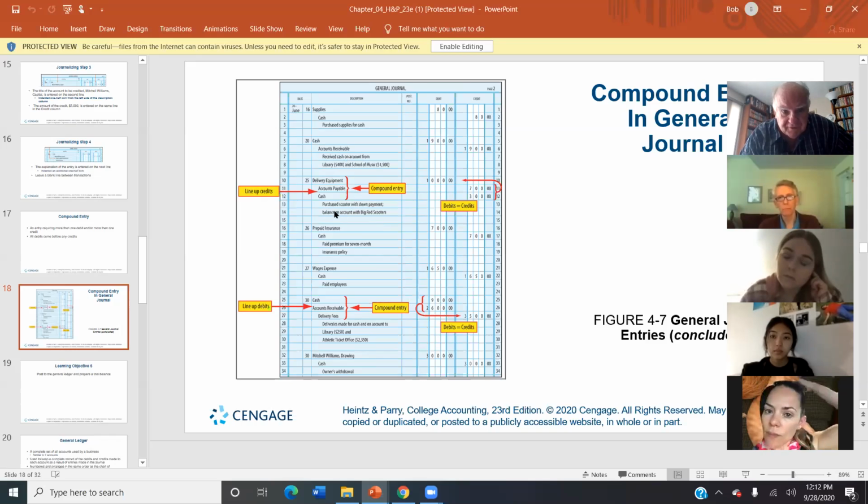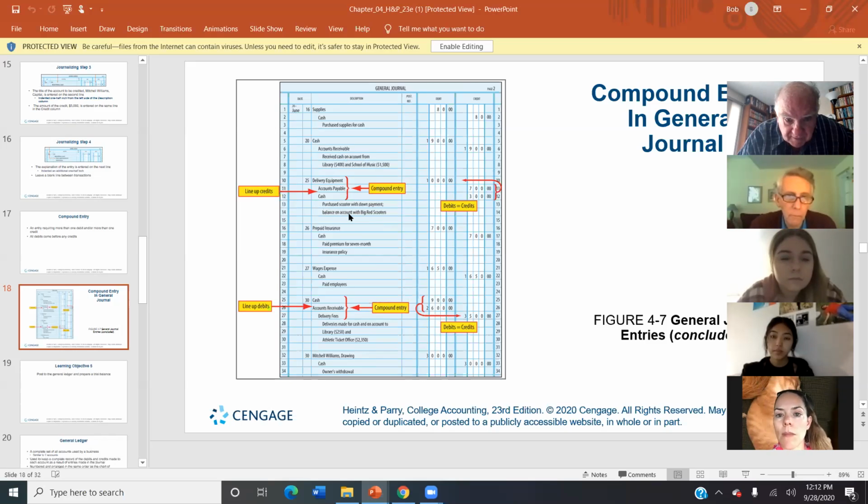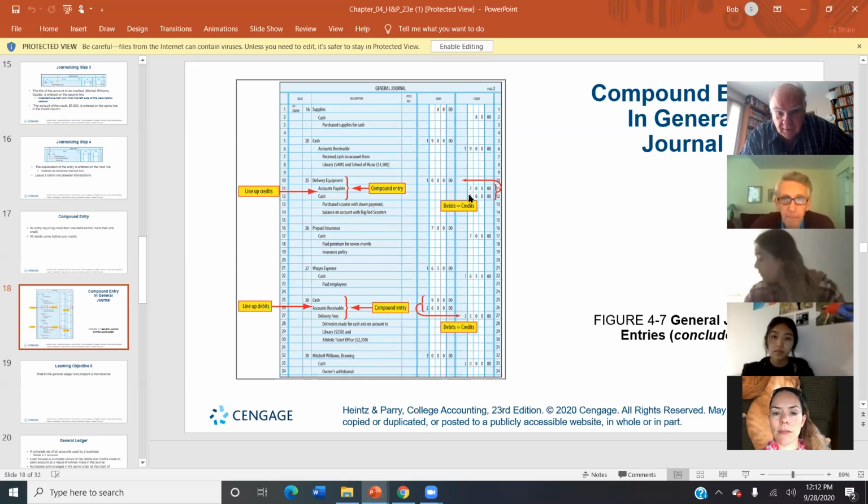I'm not going to go over all these entries, but here's a compound entry. Purchased scooter with down payment, the balance to be paid later. So we bought a piece of equipment worth $1,000. We made a $300 down payment, so that's a credit to cash, and a $700 credit to accounts payable, because accounts payable goes up with a credit, and so on.